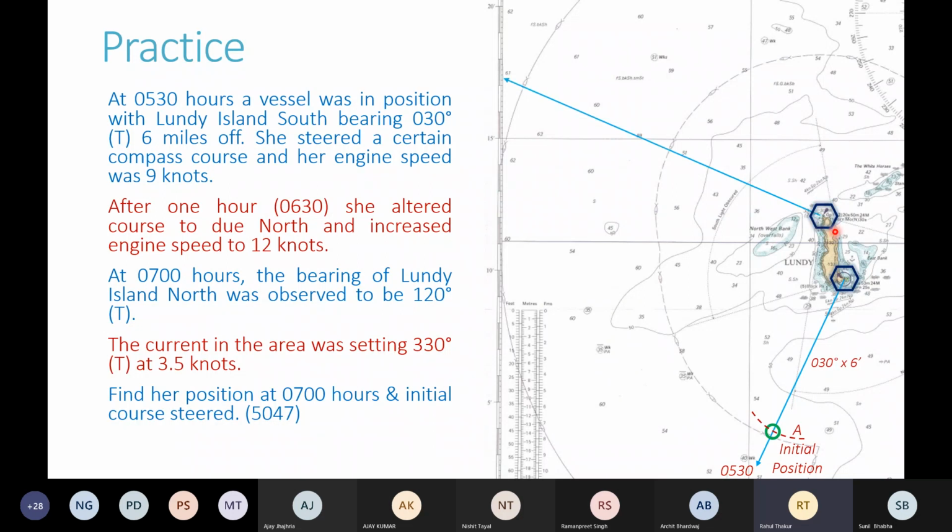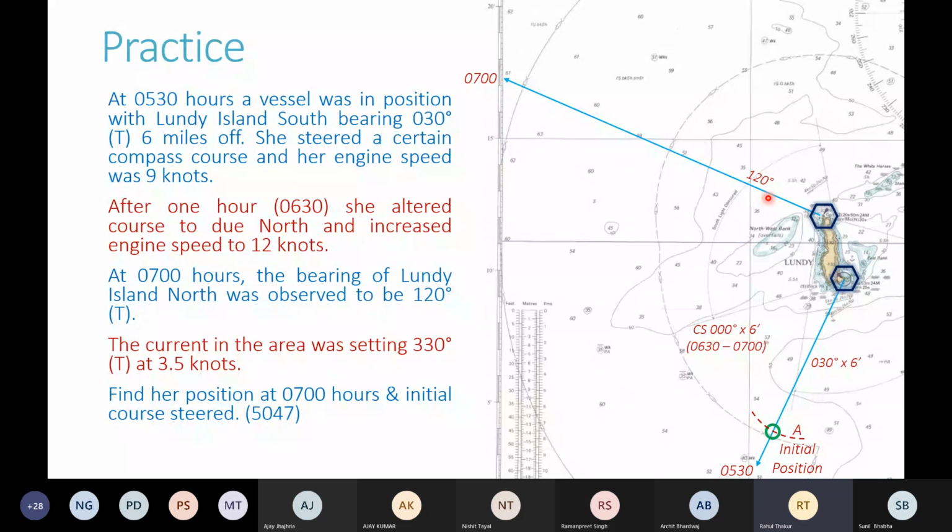At 0700, this light was observed to be on 120 bearing. So this gives us a position line for 7 o'clock. You can see the position line plotted on the chart. And this line is applicable for 0700 hours. The vessel should be somewhere on this line at 7 o'clock. I have marked off the bearing of the lighthouse, which is 120.